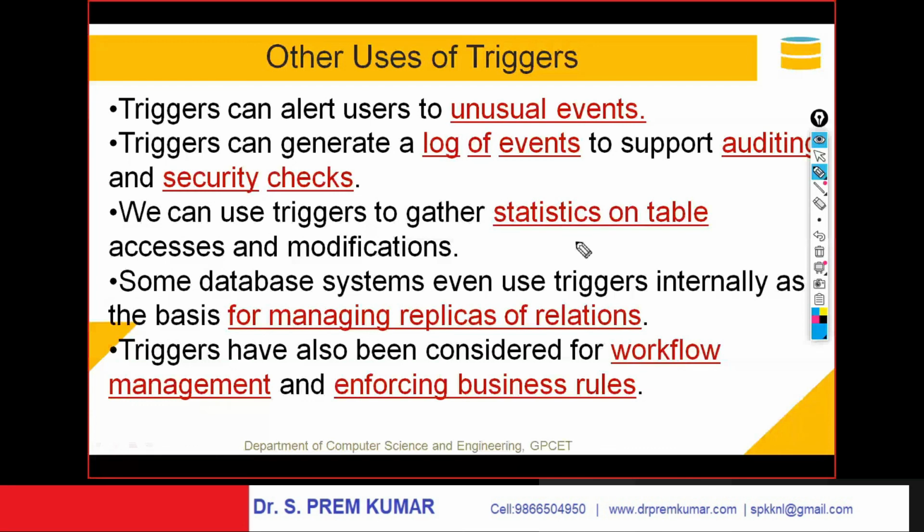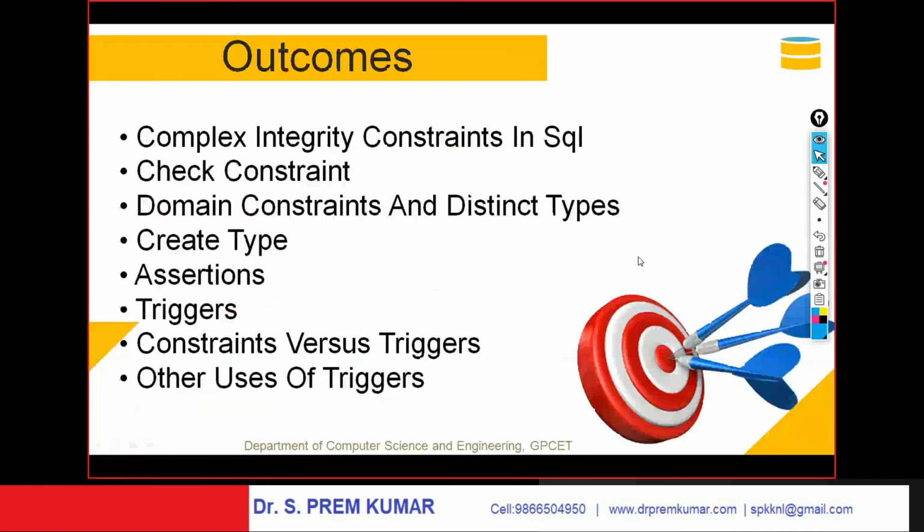And workflow management and enforcing business rules. There will be stages of activities: first activity, second activity, third activity, fourth activity. If I want to record the stages of activity, that is nothing but workflow activities. If I want to follow the workflow activities strictly, then also we can make use of triggers and see that everything happens correctly. So these are the triggers, and of course we will discuss them practically in our laboratory sessions.